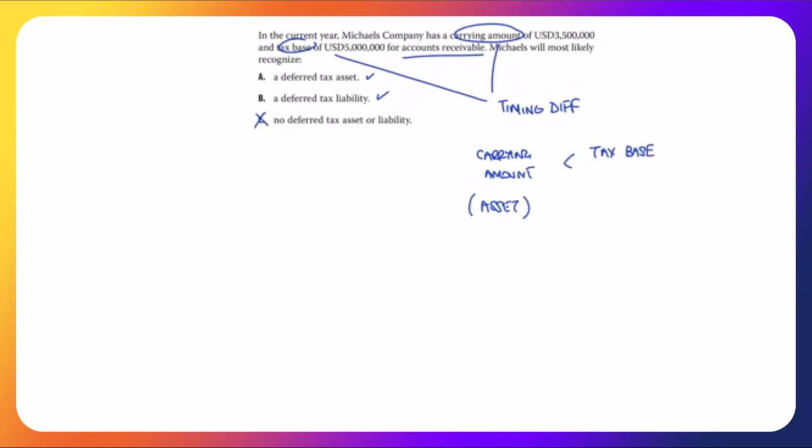In that situation, we will have a deferred tax asset. Carrying amount less than the tax base, we have a deferred tax asset. Why? Because the tax base being at 5 million, higher than the 3.5, means in the future, we'll be able to reduce taxable income by 5 million, more than the carrying amount. We've got the right to pay less tax in the future. Therefore, it's a DTA. Answer is A.